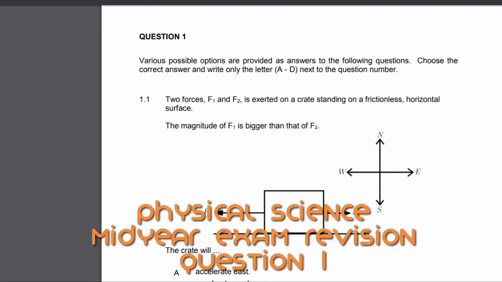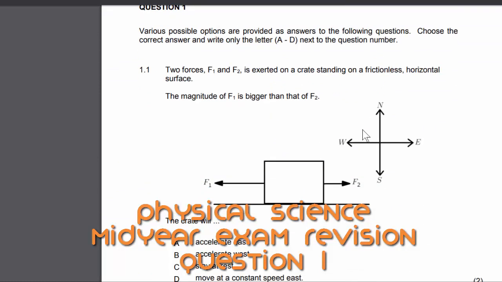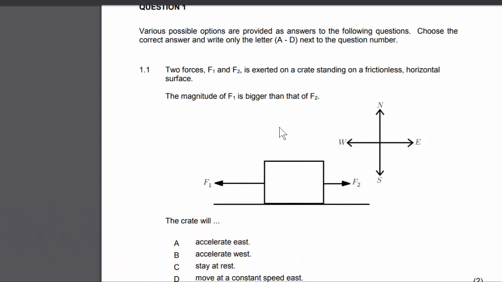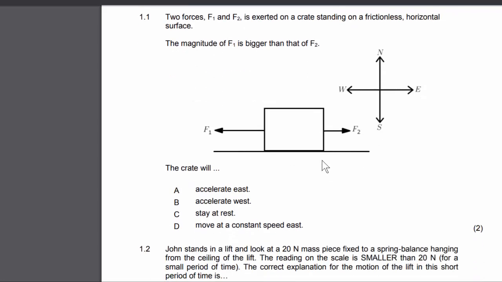So first we're going to do paper 1 and question 1. Question 1, various possible answers are given and you must choose the correct one. Here we have two forces, F1 and F2, exerted on a crate standing on a frictionless horizontal surface. The magnitude of F1 is bigger than that of F2, and you can see that. What will the crate do?